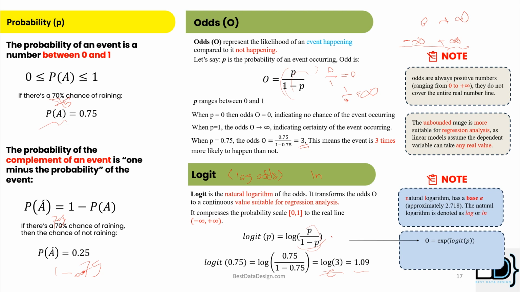Okay, and we can revert these log odds back into odds as well as the probability, which I already explained. In order to convert it back, we use exponentials. Okay, exponential of logit p, and this formula to return it to probability.